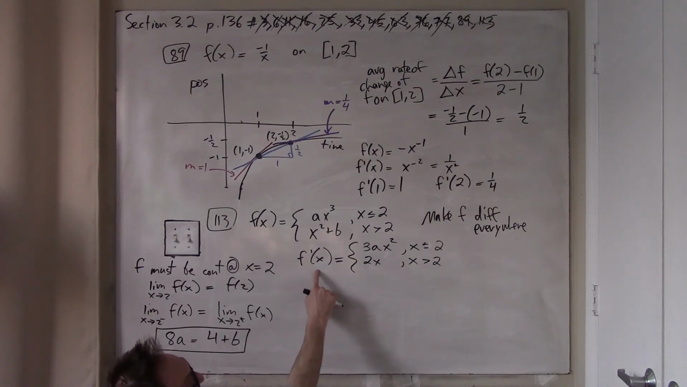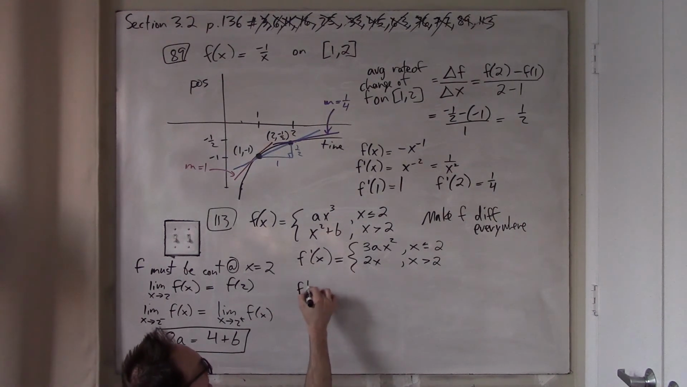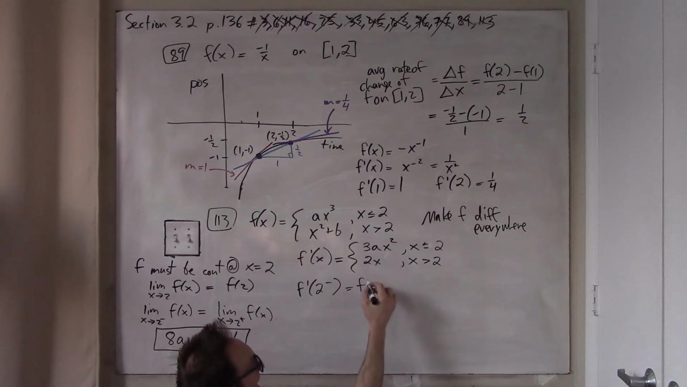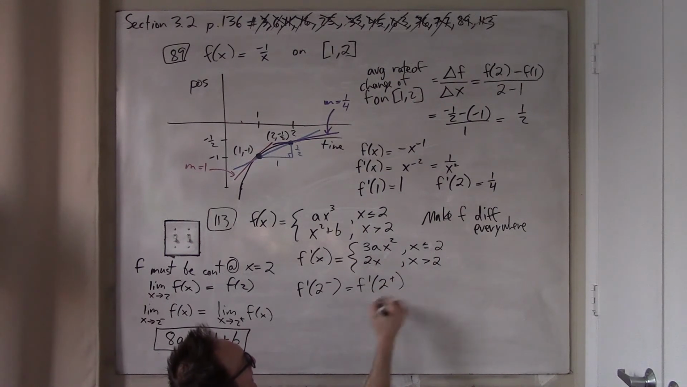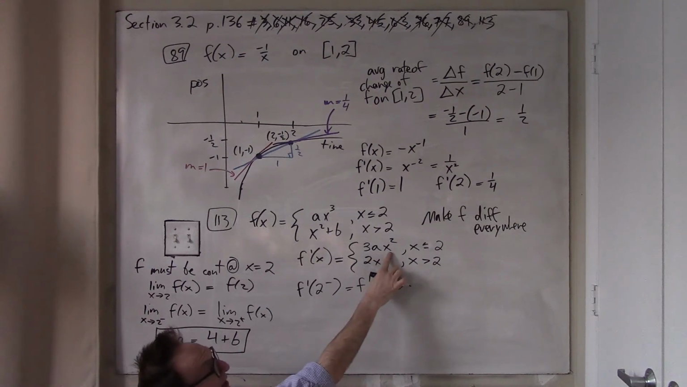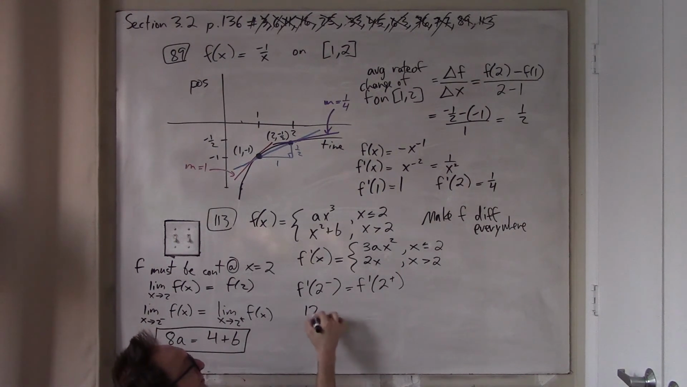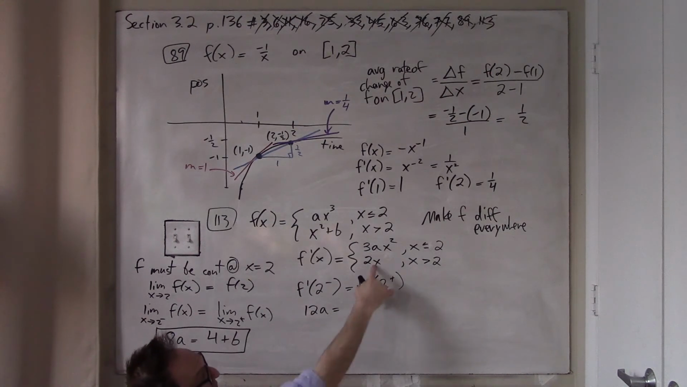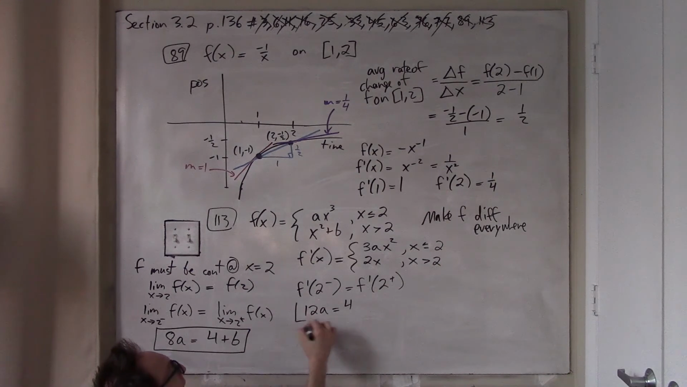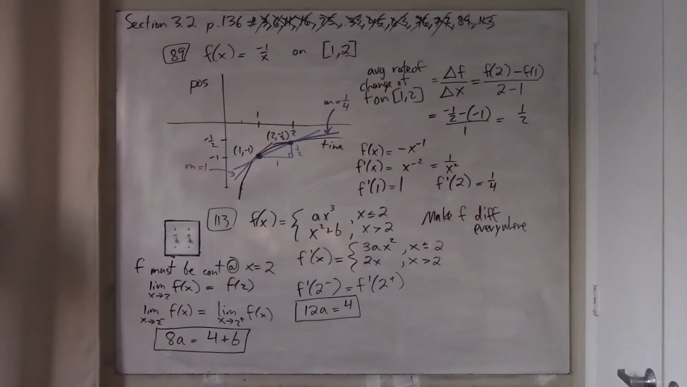And so at 2, well, basically I need to say that the derivative at 2 from the left has to equal the derivative at 2 from the right. And the derivative at 2 from the left is, well, plug in 2 here, and you get 4 times 3, you get 12a. And the derivative at 2 from the right is just 4. So this also must be true in order for the slopes to be the same.